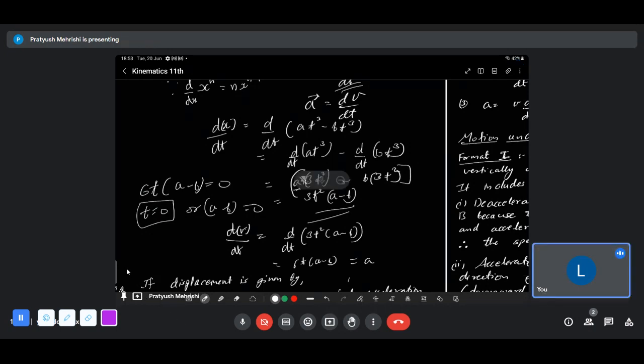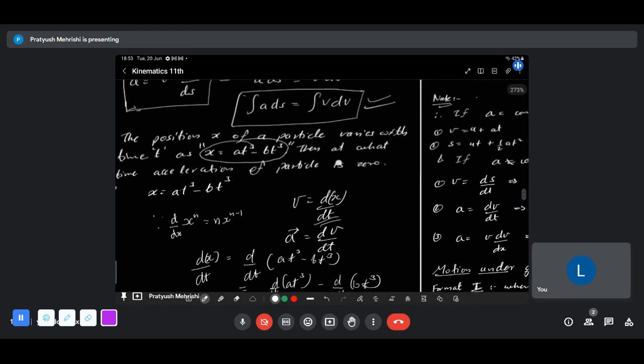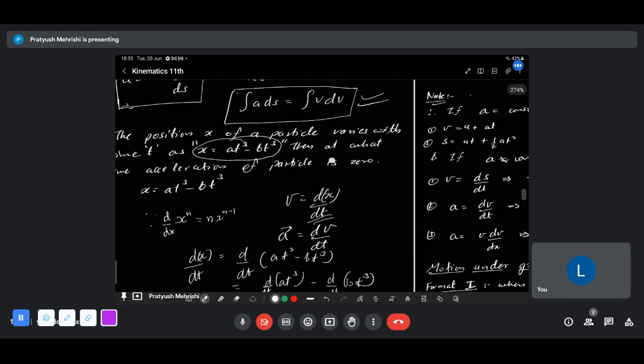Sir, here in the question, the position vector is not given. Here only x is given in terms of time t. Yes, position is given with respect to time and position is only of x. Sir, so here we need to assume the particle is starting from x equals 0 only, from the origin.